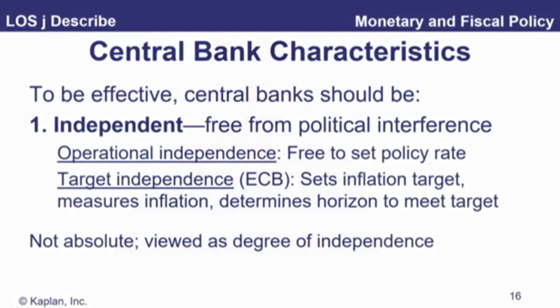Now, central banks, if we want this monetary transmission mechanism to happen, we want to make sure we have an effective central bank. Otherwise, people will start second guessing it. They'll behave in ways that don't help our policy get implemented. So we need to be as effective as we can. Three things you need to be effective. Number one, independence.